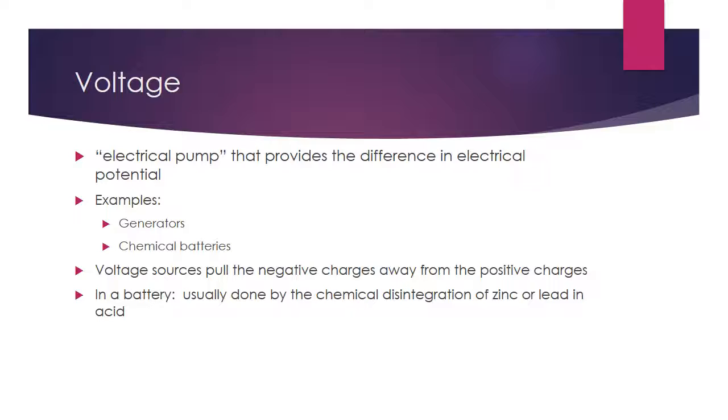So in a battery, this is usually done, there's chemicals inside the battery, and when the chemicals are having their reactions inside, it's pulling the positive and negative charges away from each other, so that the negatives are wanting to get back together with the positives and complete the circuit.